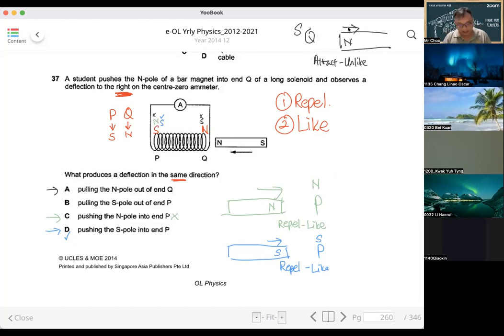Now we do the last one. I run out of color. I use red color. So for B, I'm trying to pull the south pole out of P. So we're trying to pull away, the opposing force is attract. To attract, you need to have unlike pole. So if this is south, this will be north. North is something that you don't want because you want south. So therefore, in this question, the answer will be D.